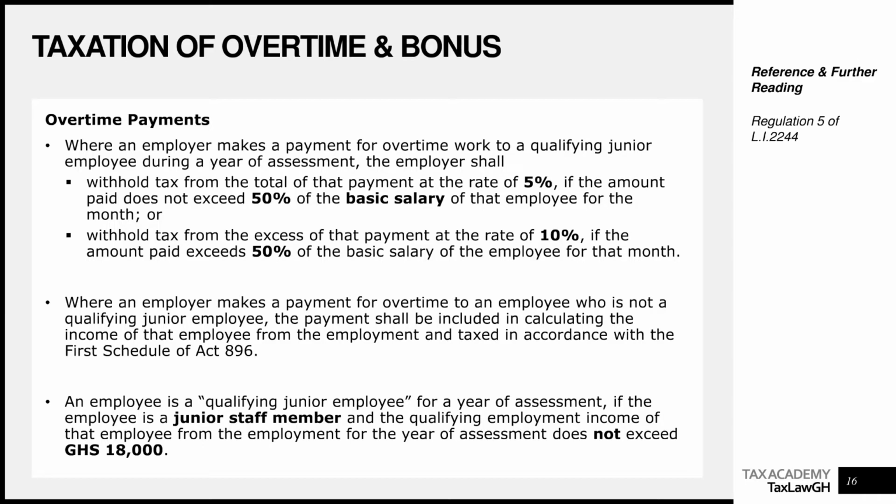When we get to the point where we do computational questions, I'll show you how this is done. But let me explain this. What we are saying here is where an employer makes payments to an employee, first thing you need to check is the employee a qualifying junior employee? If they are not, forget about these rules. The whole amount is taxable as normal employment income, right? So this is for qualifying junior employees, which I'll define shortly.